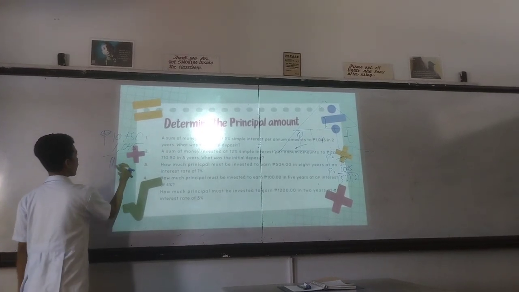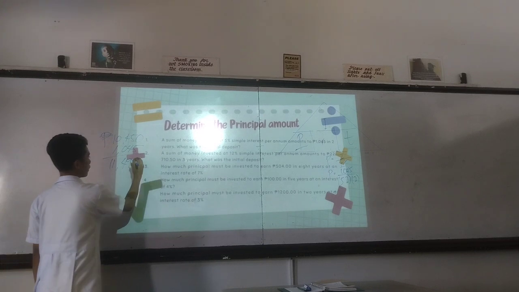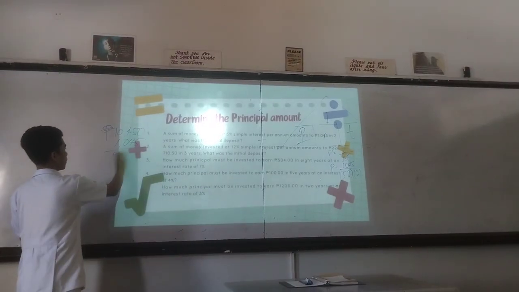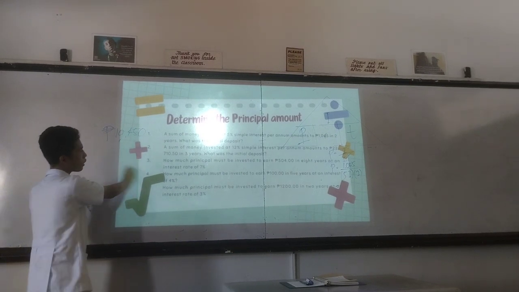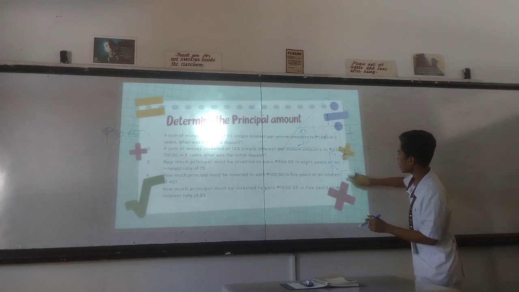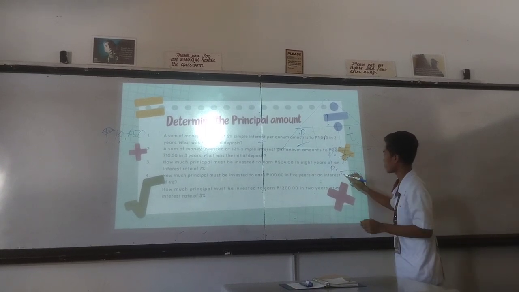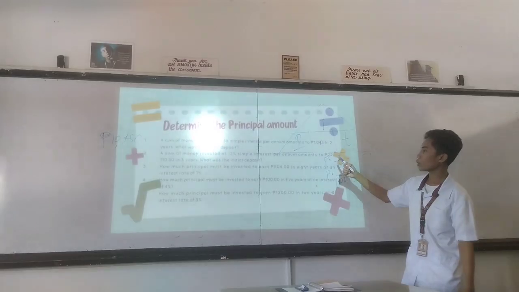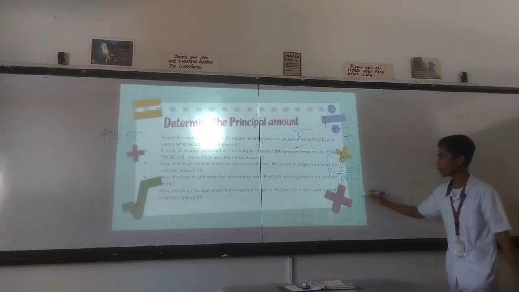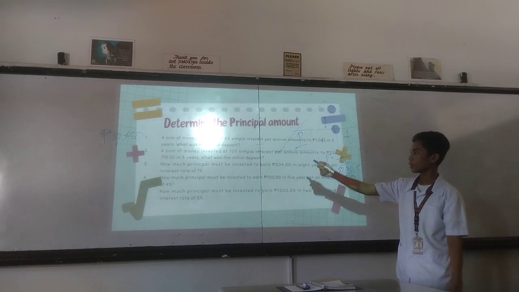Then the answer would be this. So for number 2, a sum of money invested at 12% simple interest per annum amounts to 20,710 and 50 cents in 3 years. So we need to substitute the givens again. What was the initial deposit?